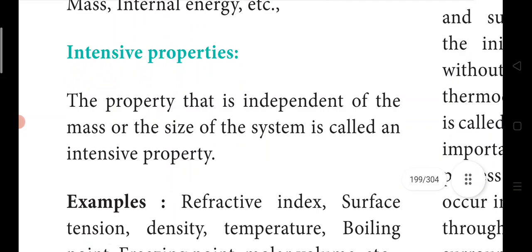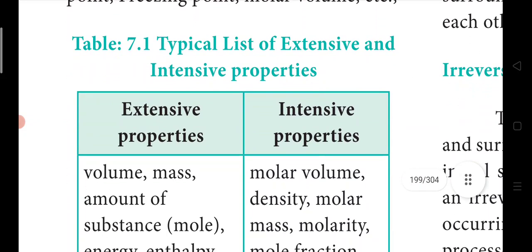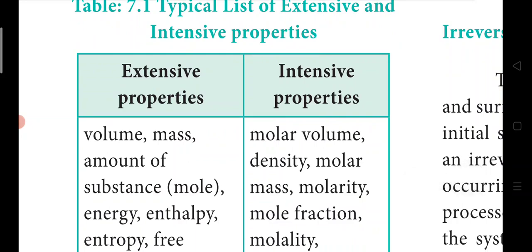Intensive property means it is independent of mass and size. For example, for calculating density or temperature, there is no need for mass at all. Because to calculate temperature, I can measure the temperature of 25 ml water or 250 ml water also. So mass and size doesn't matter for me. So it is an intensive property, which is independent of mass and size, unlike an extensive property.